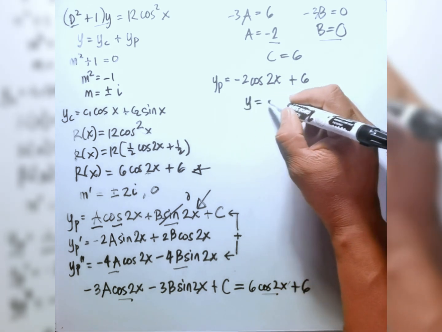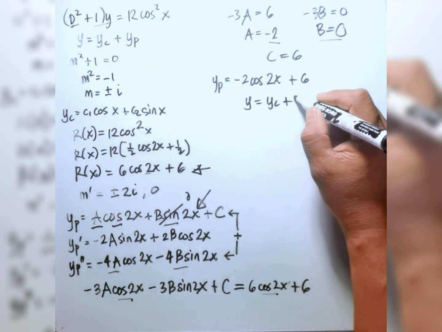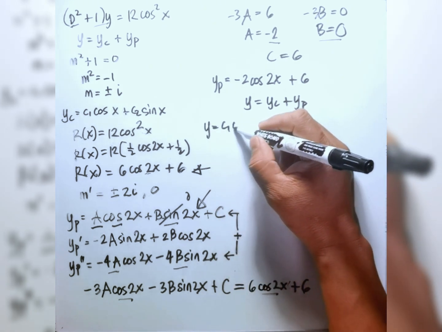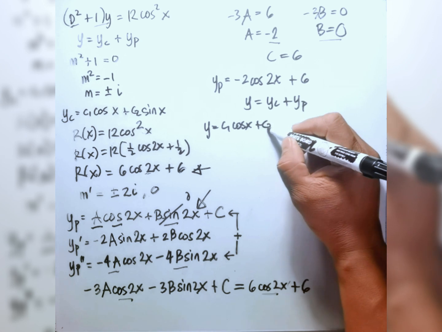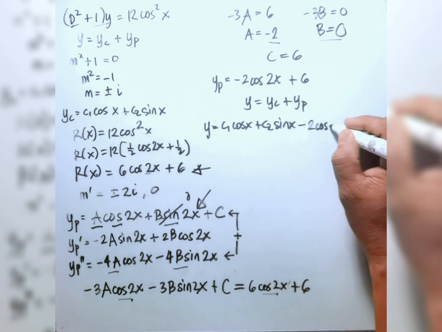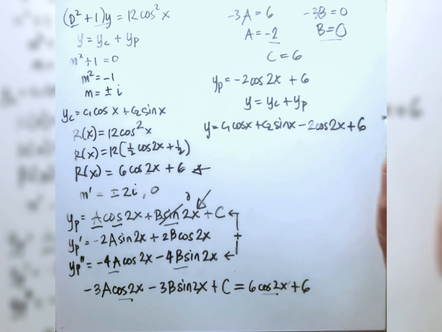And finally, our general solution is y equals y sub c, c1 cosine x plus c2 sine of x, minus 2 cosine 2x plus 6.